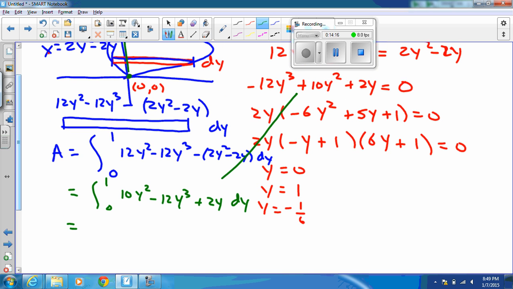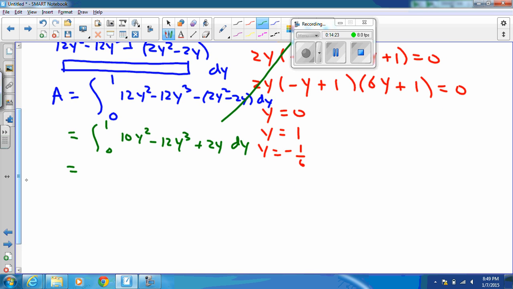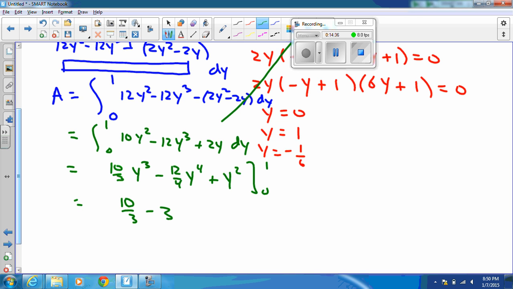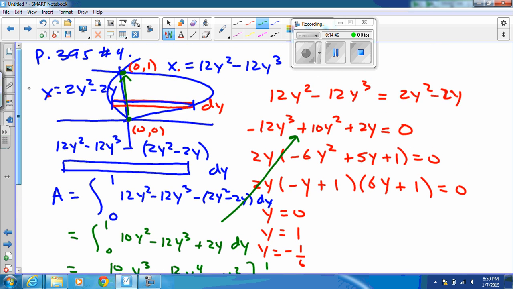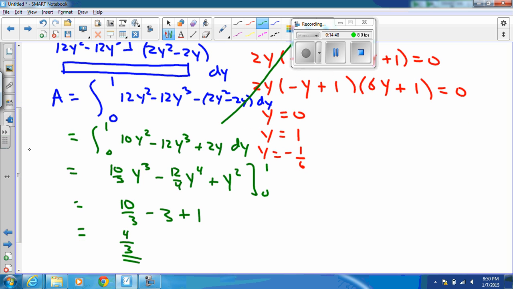Notice that this polynomial that we are integrating is exactly the same as the polynomial that was equal to 0 before, and that must always be the case. And so this gives me 10 thirds y cubed minus 12 fourths y to the fourth plus y squared from 0 to 1, which is equal to 10 thirds minus 3 plus 1, or 4 thirds. And that's it.